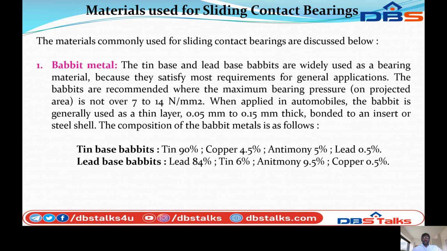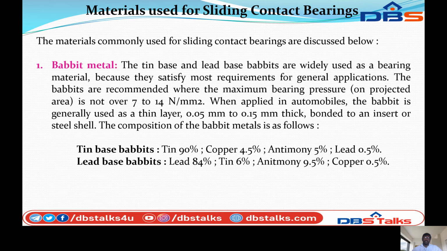The tin base and lead base Babbitts are widely used as a bearing material because they satisfy most requirements for general applications. The Babbitts are recommended where the maximum bearing pressure on projected area is not over 7 to 14 Newton per mm square. When applied in automobiles, the Babbitt is generally used as a thin layer, 0.05 mm to 0.15 mm thick, bonded to an insert or steel shell.